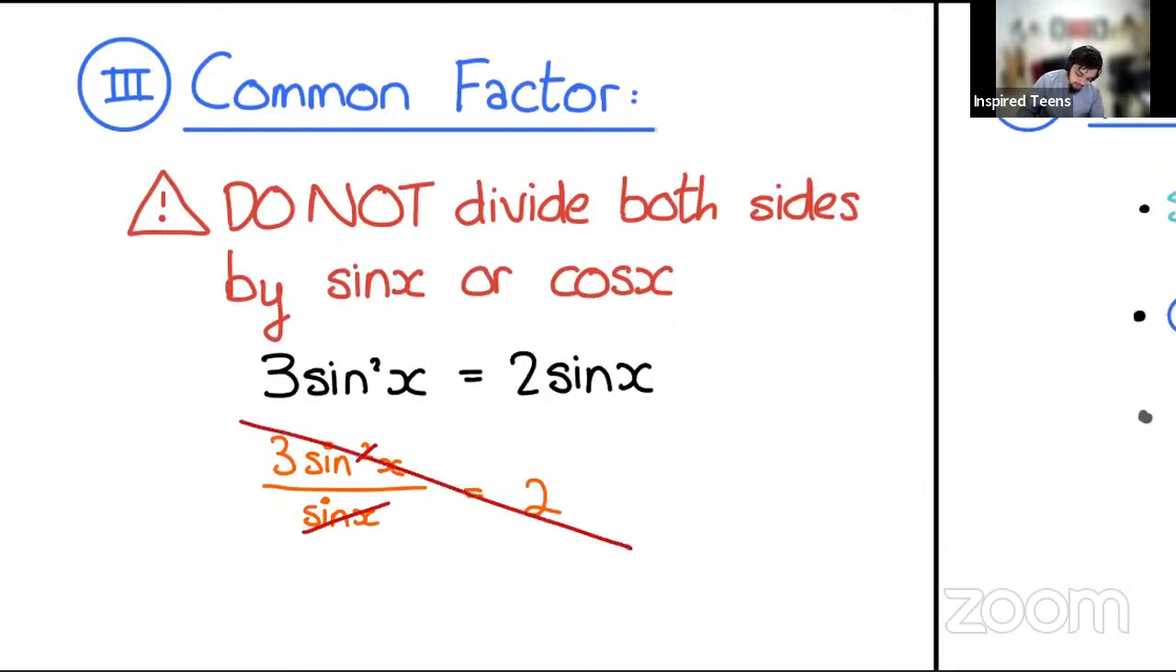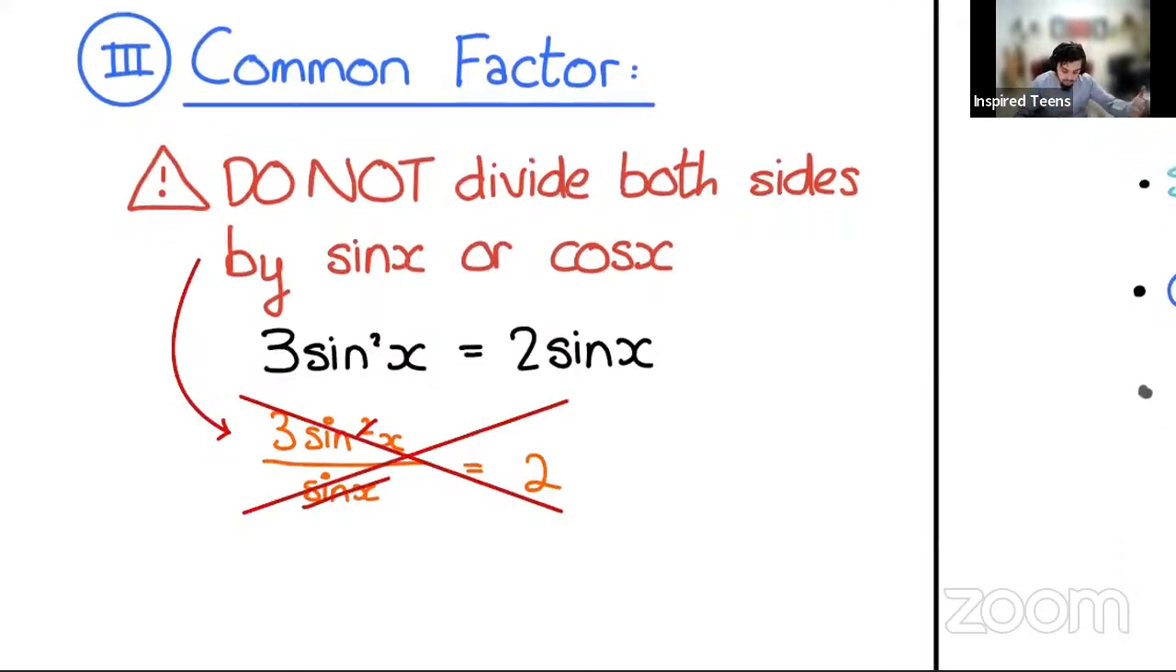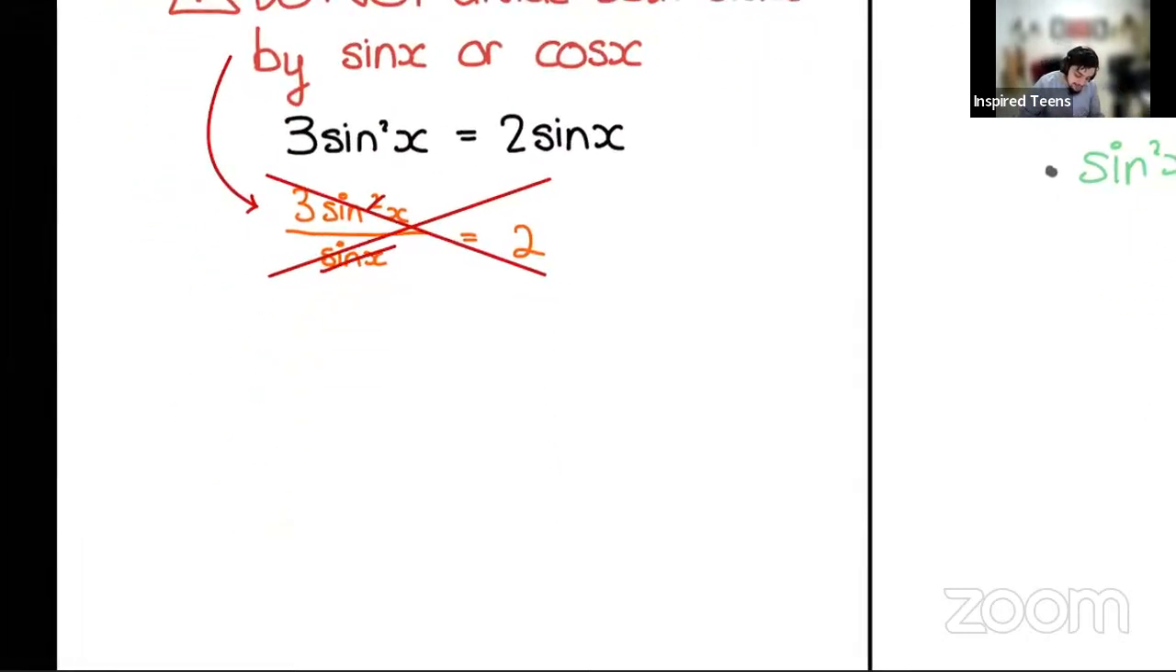Do not ever in your life, as long as you're living and breathing and doing trigonometry, do that. So when they say do not divide both sides by sine x or cos x, that's what it means: to divide both sides and to cancel terms. Don't ever do that, because you're going to miss out on one of the solutions. You can never just get rid of the sine x, or you'll miss out on another solution. So don't do that.